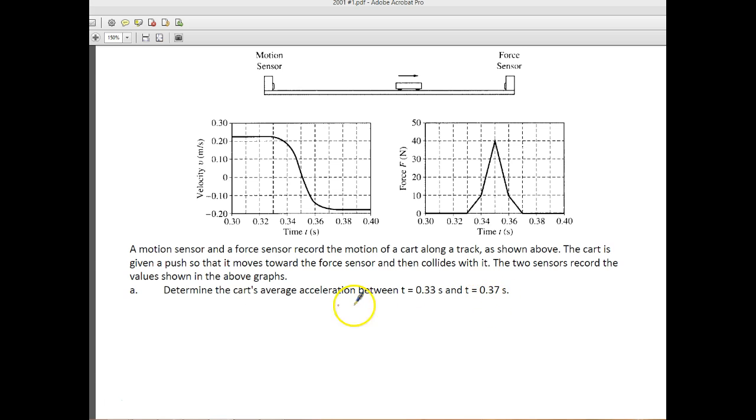So the easiest thing to do here, we know, is to use acceleration is equal to the change in velocity over the change in time. So let's find our change in velocity. Final velocity at 0.37 seconds looks like it's about 0.18. So we'll go ahead and put in negative 0.18 meters per second. So do notice it's negative. And then up here it looks like it's about 0.22 positive. So we'll subtract the positive 0.22, and that'll give us the difference in the velocity.